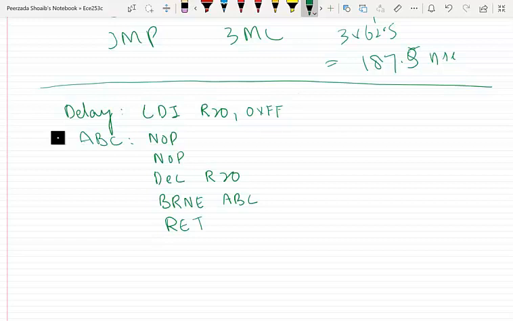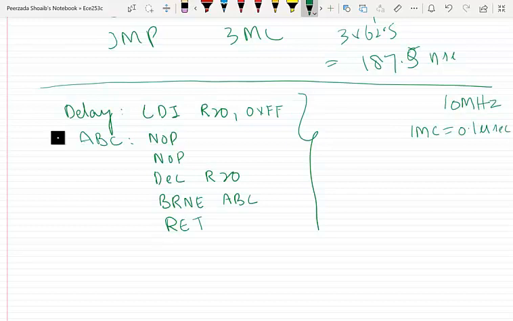This is my subroutine. So how much time will this subroutine exactly take? It will depend on 3 factors. One of them is the crystal frequency. Let's assume the crystal frequency is 10 megahertz. So that means each machine cycle is equal to 0.1 microseconds.